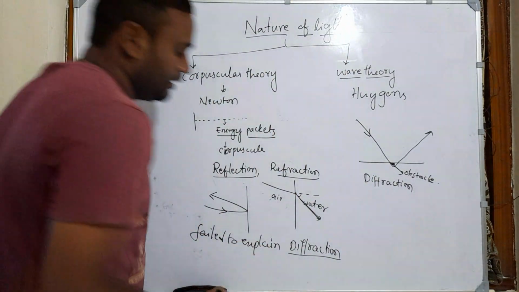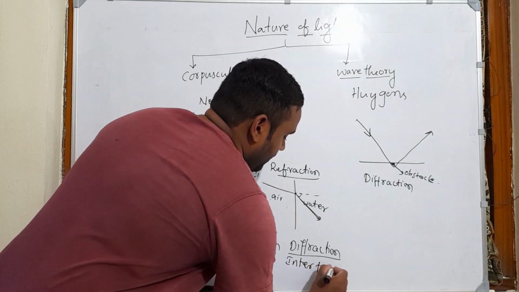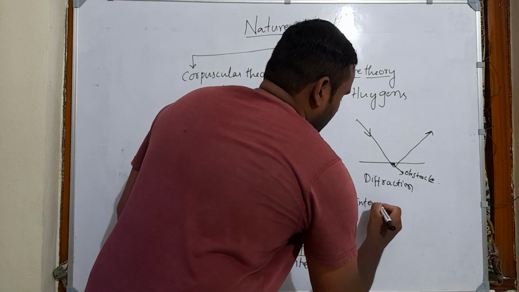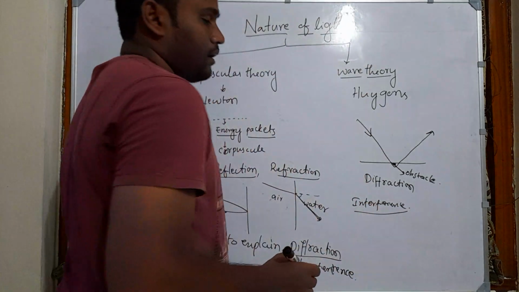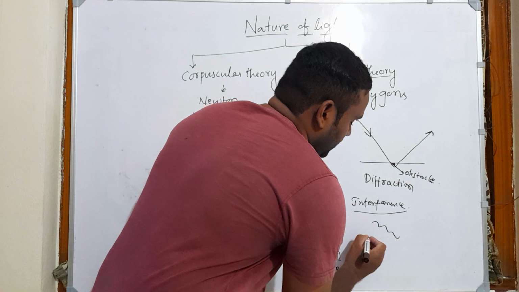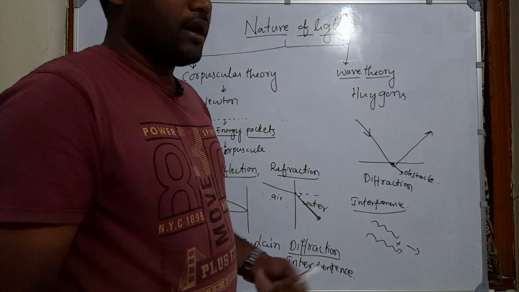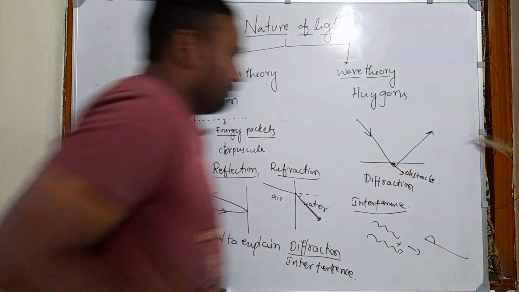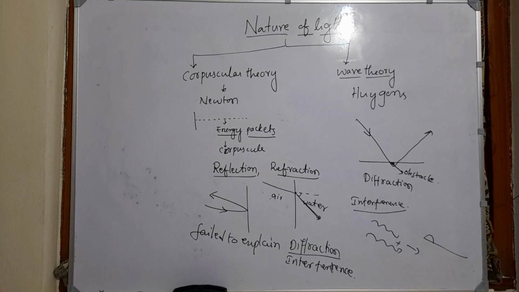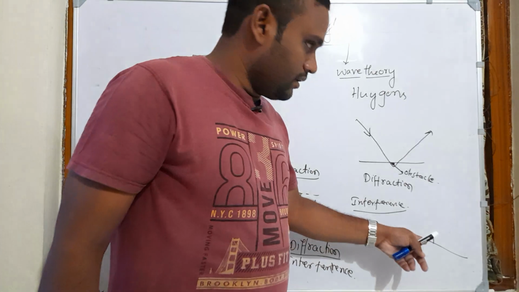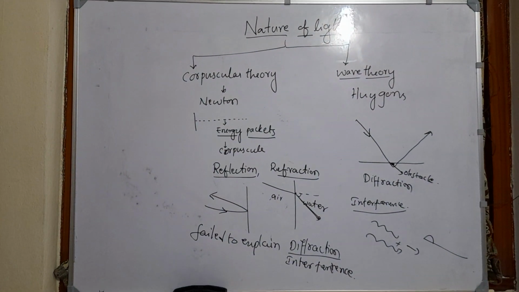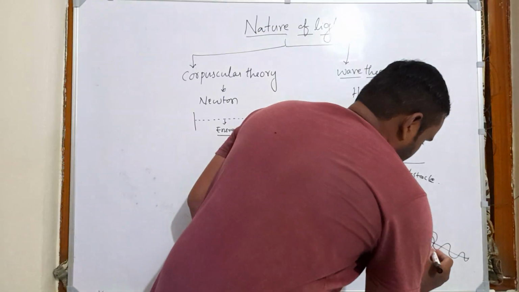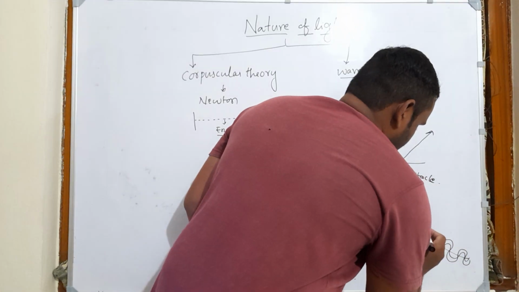And also it failed to explain the interference. Here, what is interference? Interference means combination of light waves. When two light waves are combining, they overlap in two types: positive overlapping and negative overlapping. Let us consider this is wave 1 and this is wave 2 and this is the resultant wave.